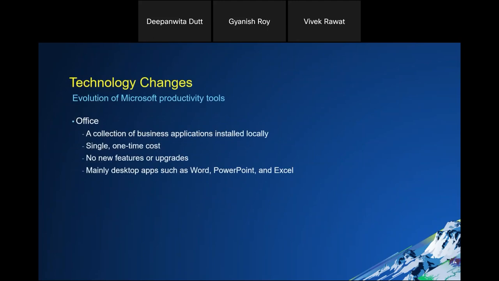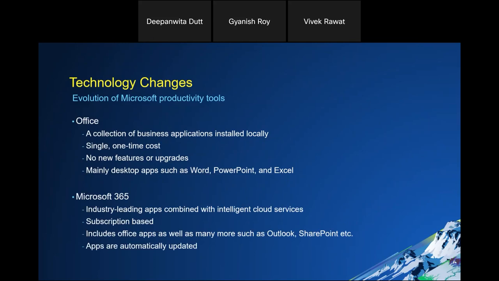First of all, the technology changes, how Office applications have evolved from being simply Office to Microsoft 365. So Office is a collection of business applications which were installed locally. They were single one-time cost applications that were installed on your device. There was no connection to the cloud, so there were no new features or upgrades and no technical support. It was just a one-time purchase. And these were mainly desktop apps such as Word, PowerPoint, and Excel.